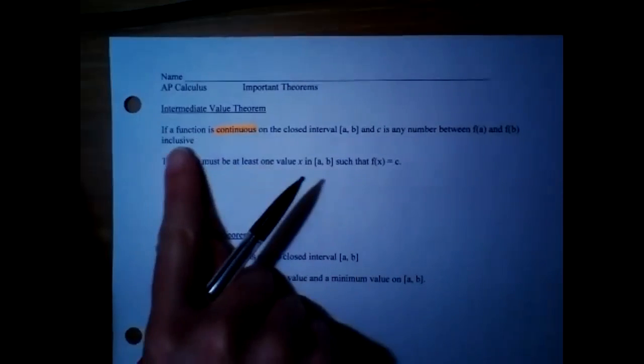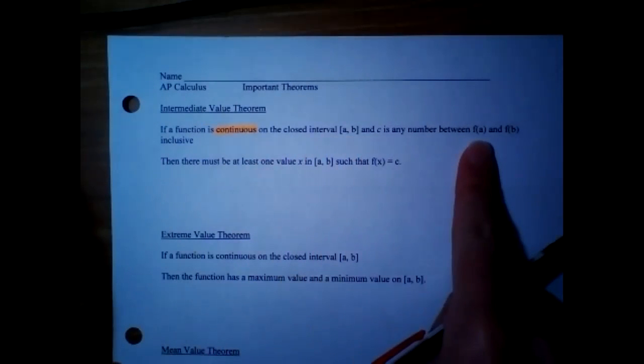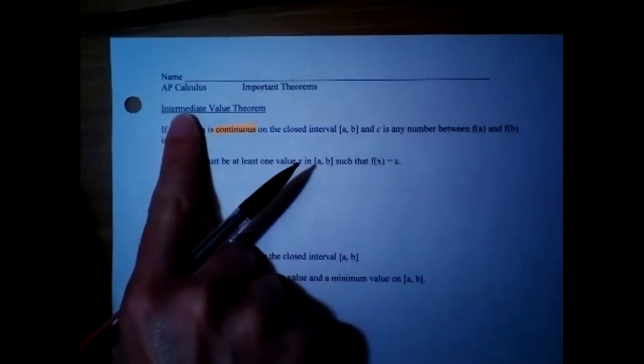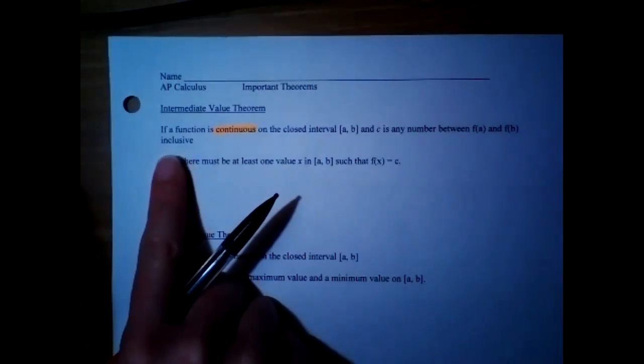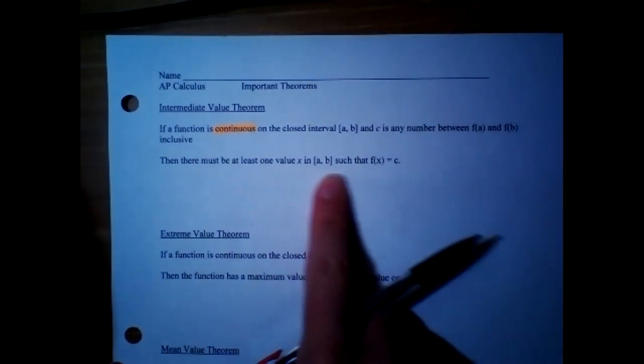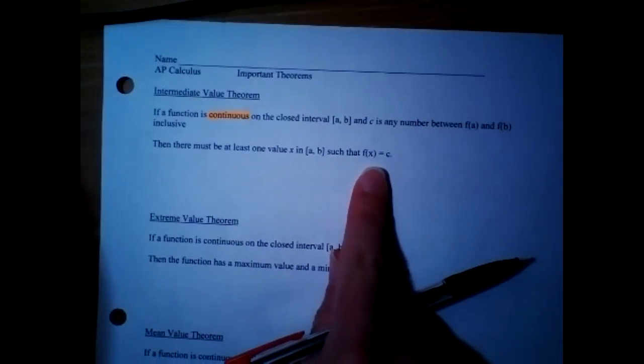And so if a function is continuous on the closed interval from A to B, and C is any number in between f of A and f of B, and that's what intermediate means, inclusive, so including those, then there must be at least one value of x in that interval A to B such that f of x equals C. You all got that? And that looks like a lot. So here's what we're going to do.